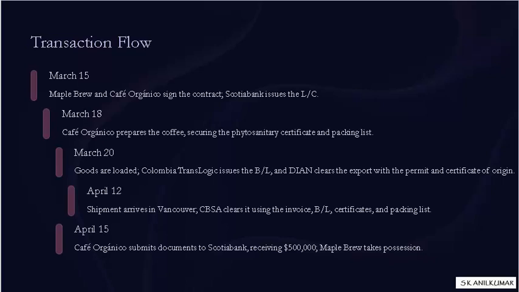And then on 15th April, Café Orgánico submits the documents to Scotiabank, and they receive 500,000 in return because the documents are compliant. So here we have seen the letter of credit as a payment instrument, and the phytosanitary certificate, insurance certificate, export license, certificate of origin, bill of lading, packing list, and commercial invoice as the various documents called for under the LC, playing different roles to ensure the risk is mitigated and payment comes on time.